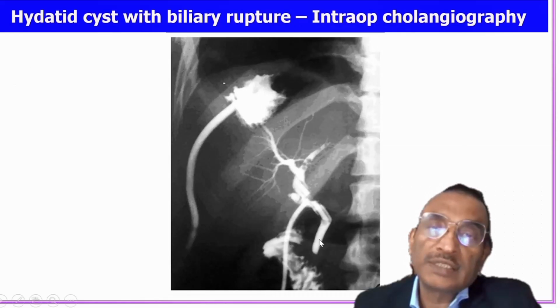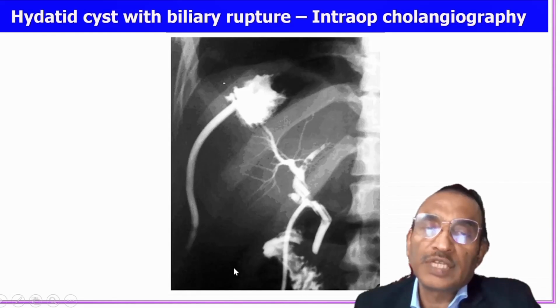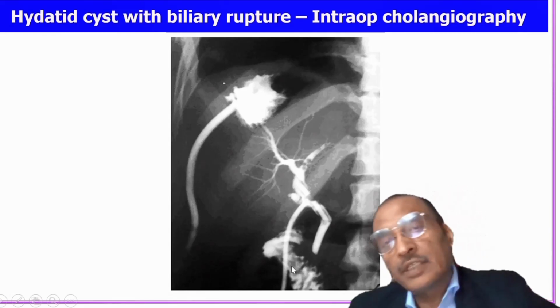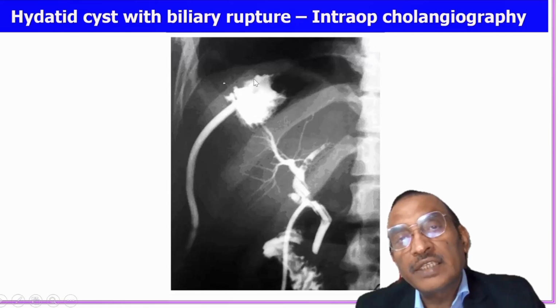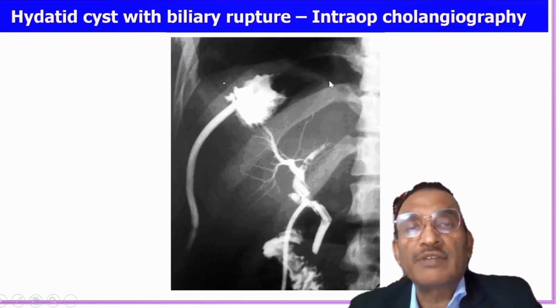So this can be either a PCD gram or a T tube cholangiogram, because there are two drains. This was actually a T tube cholangiogram. T-tube drainage has been done, and here you see that there is another PCD and there is a cavity inside the liver. This is the dome of the diaphragm.